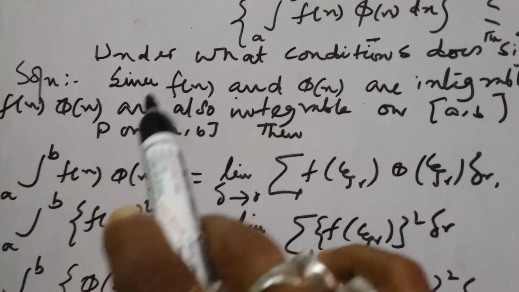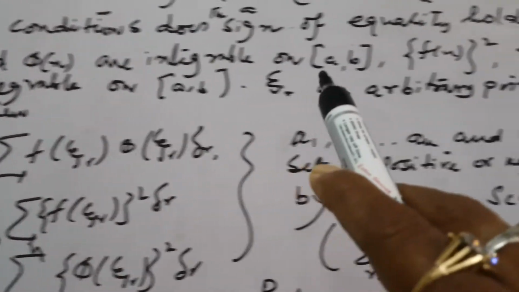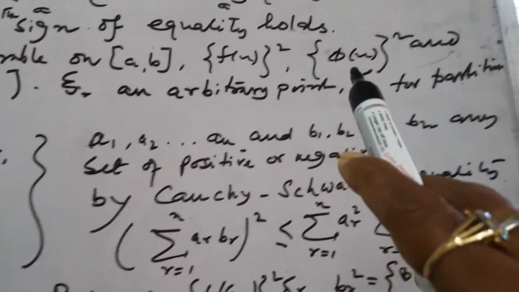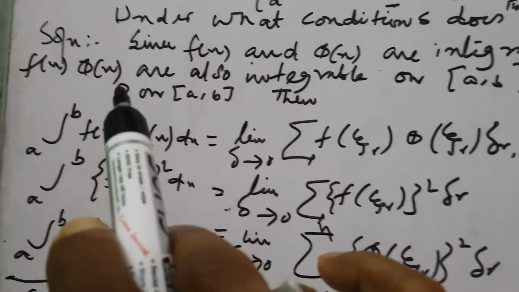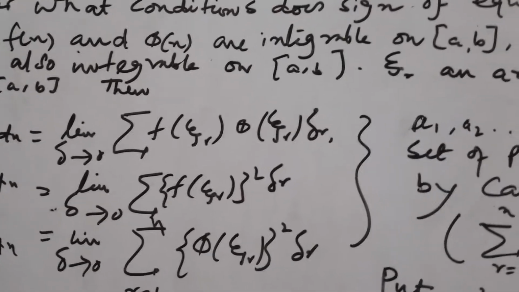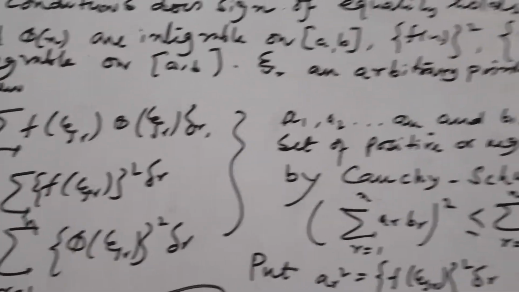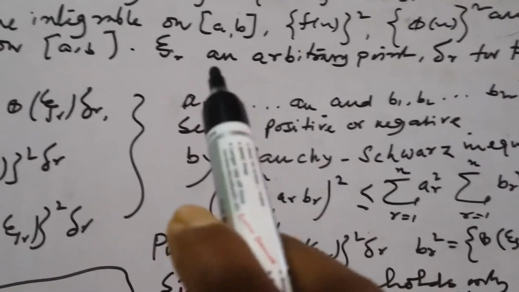Now here we make the solution such that, since f(x) and phi(x) are integrable on the closed interval, so are their squares and the product f(x) phi(x). We know that the product of integrable functions is also integrable. Phi(x) is integrable, so phi(x) squared is integrable; f(x) squared is integrable; f(x) phi(x) is integrable, so all are integrable. And let xi_r be an arbitrary point and delta_r be any partition.